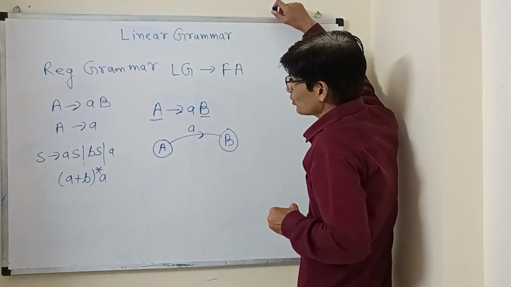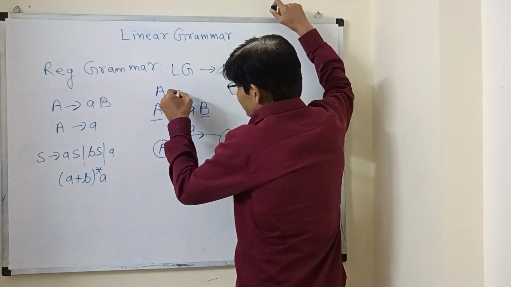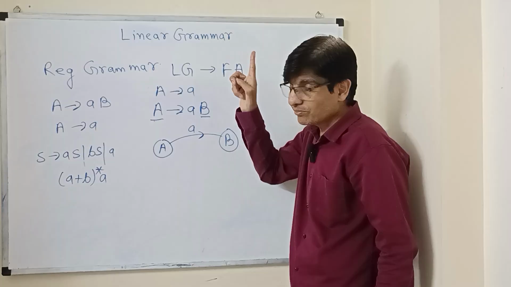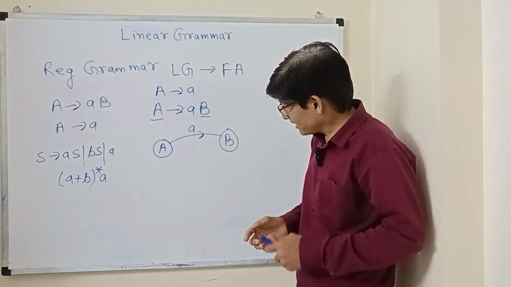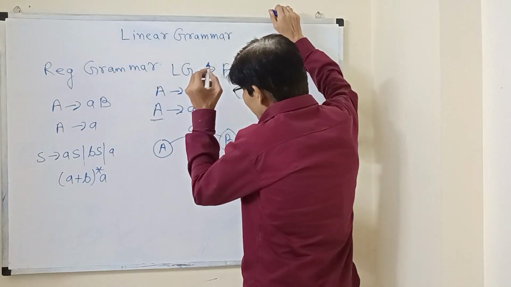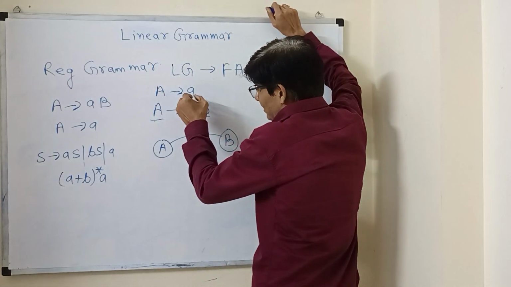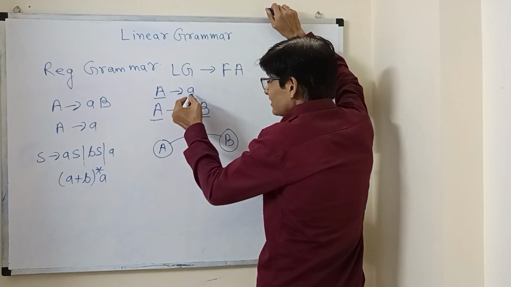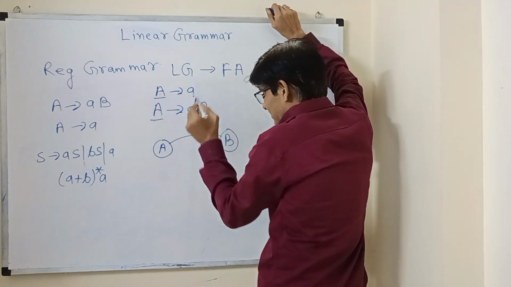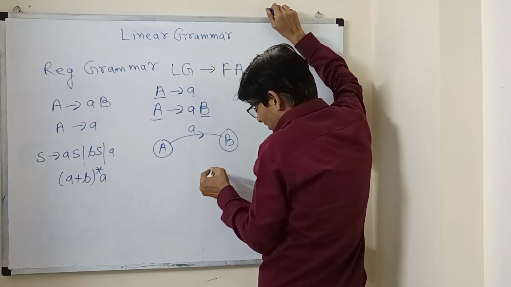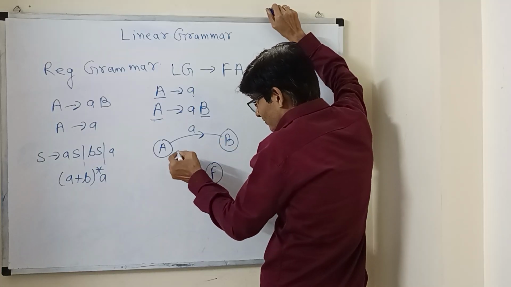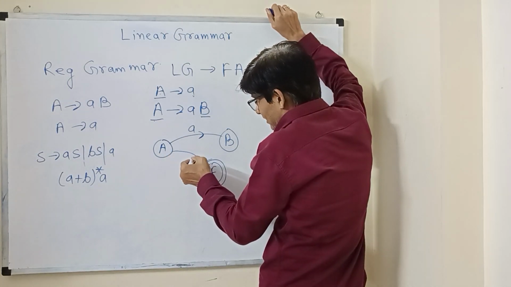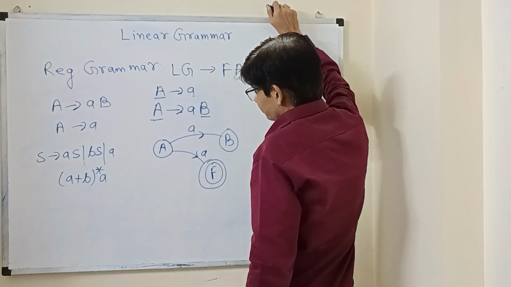Now, another kind of production is A gives small a. If your production has only one terminal on the right hand side, then you can create one transition on that terminal from that particular state to a final state. You can directly make a transition to a final state from this state. There is no final state now, so I can have one more state here, which you can consider as the final state. So I can create one transition of a directly to this.